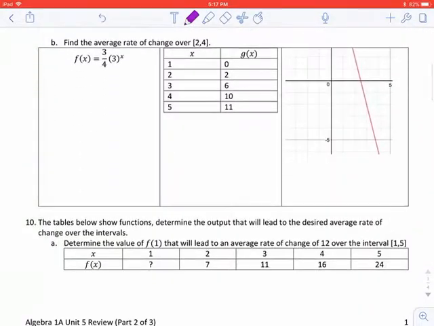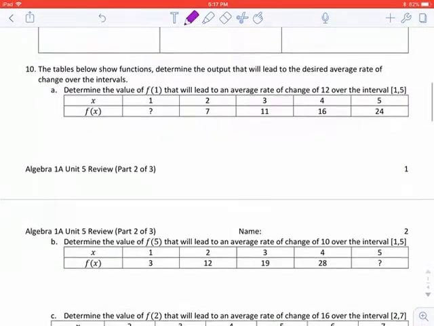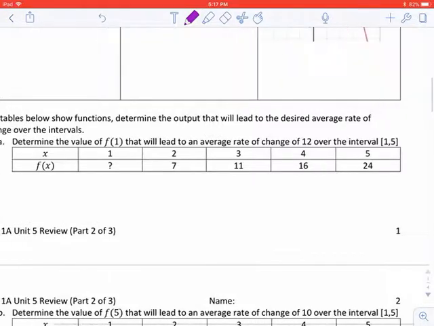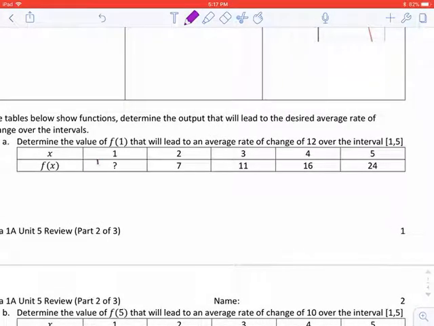Let's go down to number 10. So number 10 is a little bit different. Instead of finding our average rate of change, we are going to use the average rate of change to figure out what one of our values are. In this case, what f of 1 is equal to.